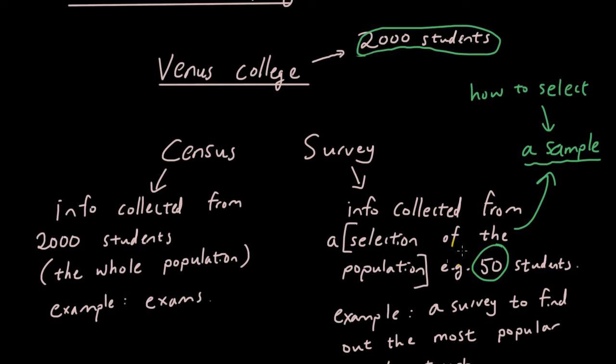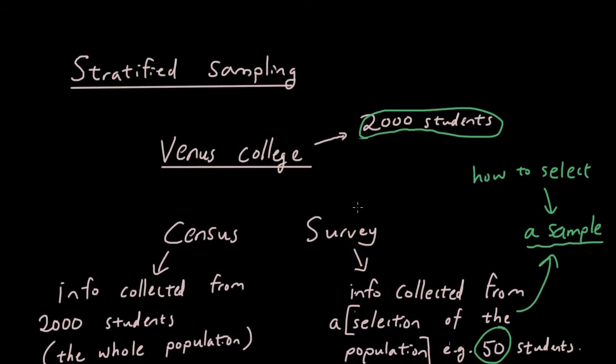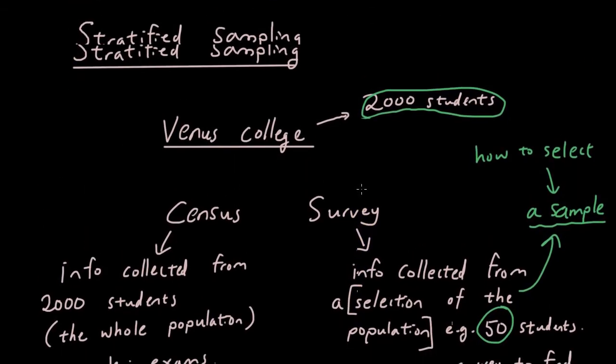So in order to avoid bias in the information, you have to make sure that the 50 students you select can somehow represent everyone. So how is that possible? Well, let's talk about the stratified sampling technique.